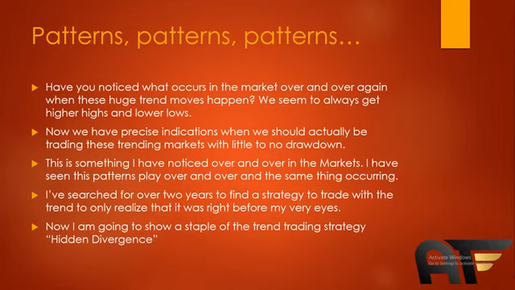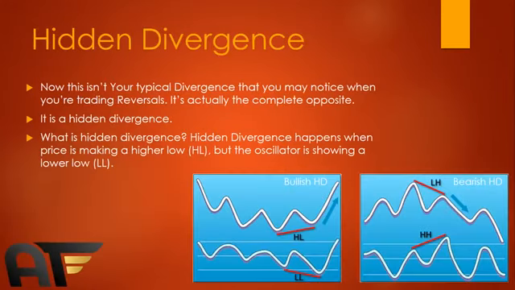Now I'm going to show you a staple of the trend trading strategy, which is also known as hidden divergence. Hidden divergence. Now this isn't your typical divergence that we've been learning about in the previous Angel Trader strategy. You may notice when we're trading hidden divergence, it's the complete opposite of a normal divergence that we have learned. What is hidden divergence? Hidden divergence happens when the price is making a higher low, but the oscillator, in our case the RSI, is showing a lower low.